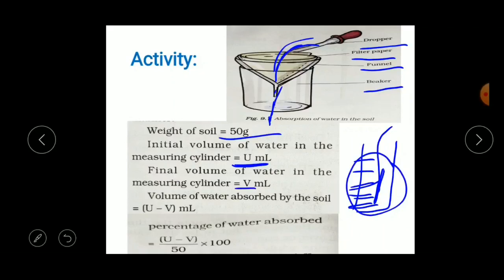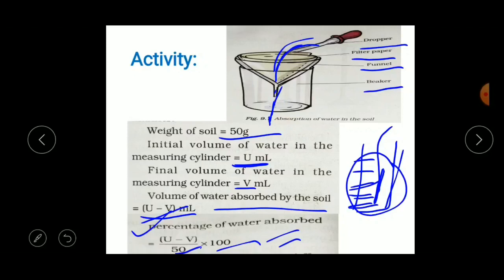Now, the volume of water absorbed by the soil. How much water is absorbed by the soil? It is U minus V. You subtract the final volume of water from the initial volume of water, and you get the volume of water absorbed by the soil. The formula for the percentage of water absorbed is (U minus V) divided by 50, where 50 is the weight of the soil, multiplied by 100. After solving this, you will get the percentage of water absorbed by the soil.